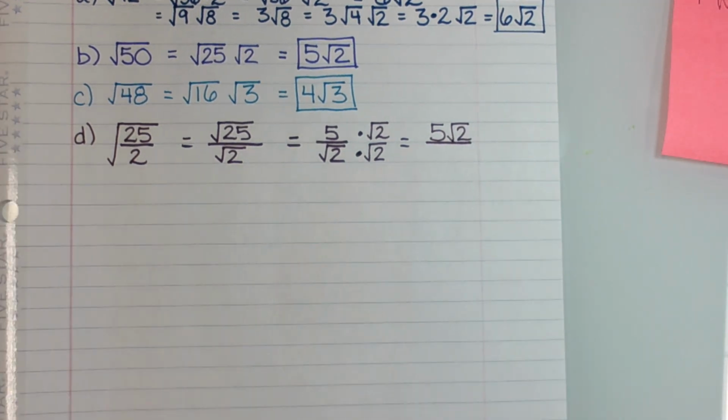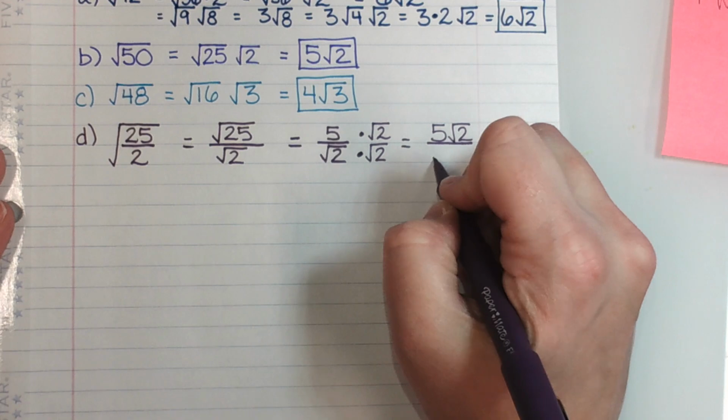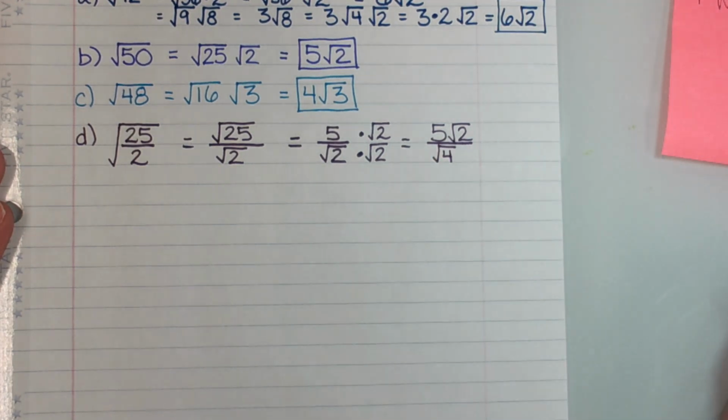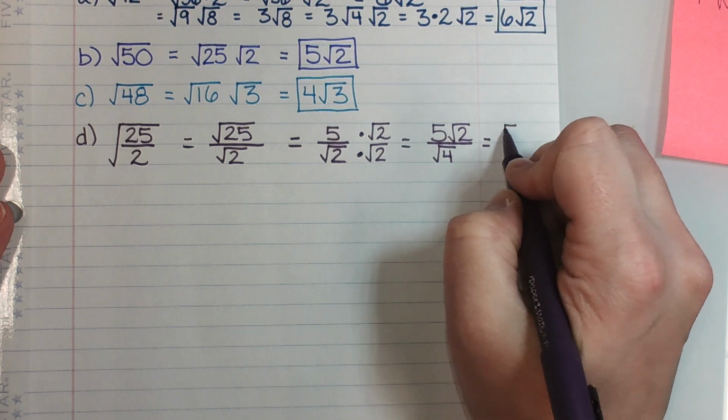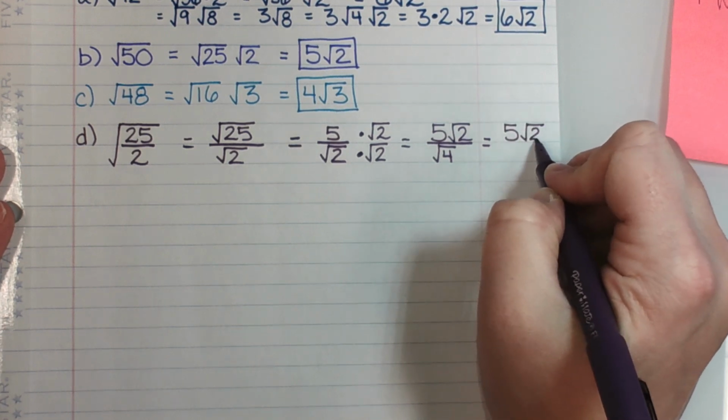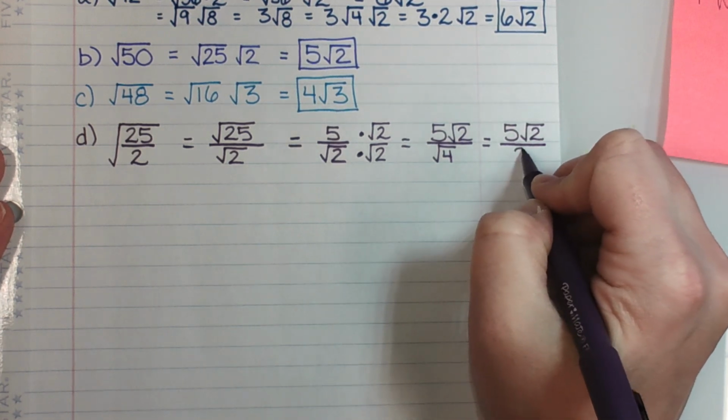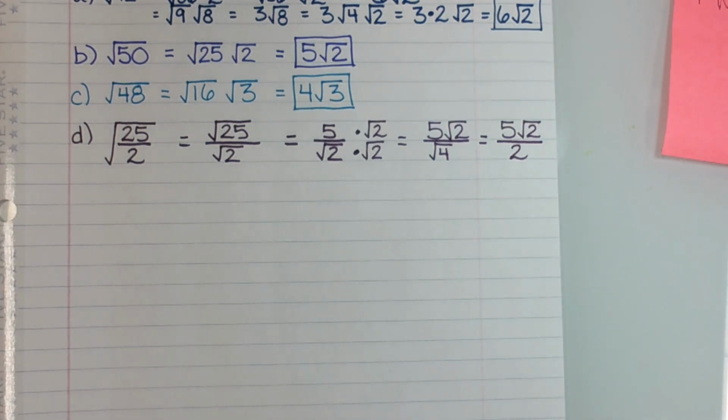Square roots do multiply together. Square root of 2 times square root of 2 is square root of 4, which is now a perfect square. Square root of 4 is 2. So I get 5 square roots of 2 over 2.